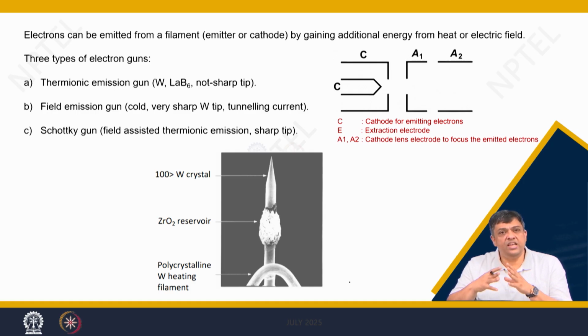So, you can have various kinds of emitters. You can have thermionic emission, field emission, or Schottky gun emission of the electrons. When you have a field emission, you have a system which emits electrons only at high voltages, and therefore, you can go to very high energies of these electrons, and hence you can go to lower wavelengths.